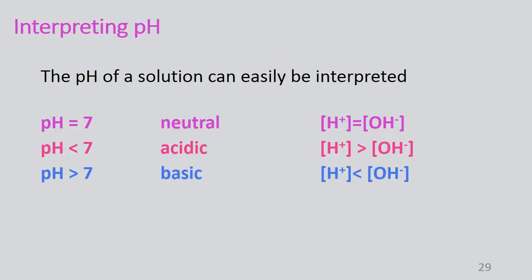Now, how do we interpret pH? You probably have heard this before too. The pH of a solution, if it's equal to 7, that means it's neutral. H plus equals OH negative. If the pH is less than 7, that means that the H plus is greater than OH negative, so this is an acidic solution. If pH is greater than 7, that means the OH negative is greater than the H plus, and we have a basic solution.